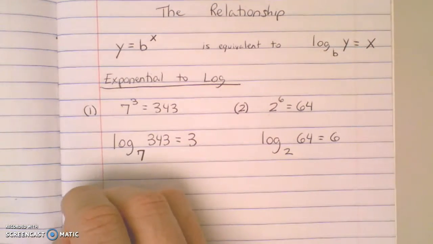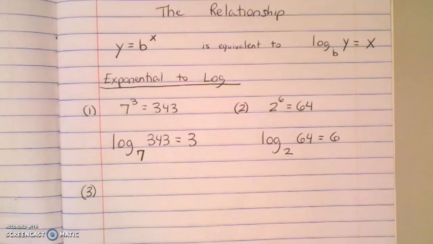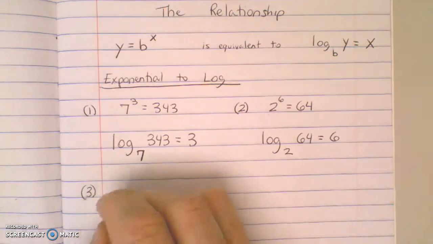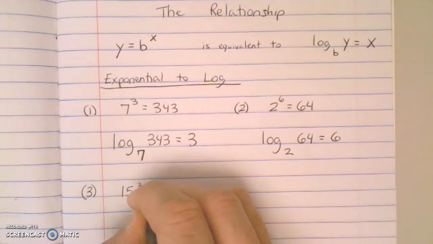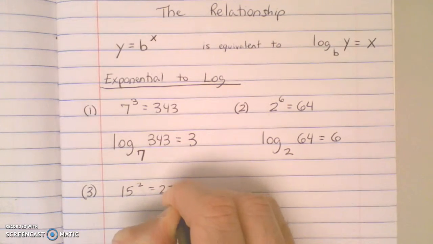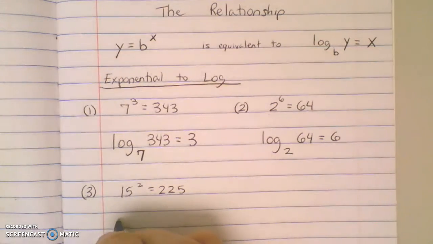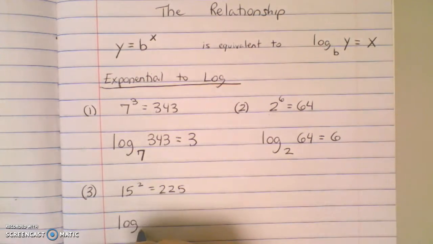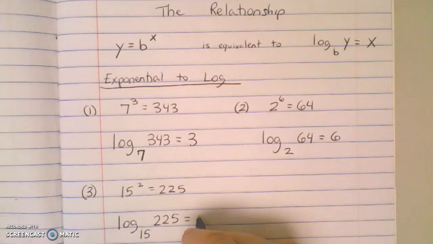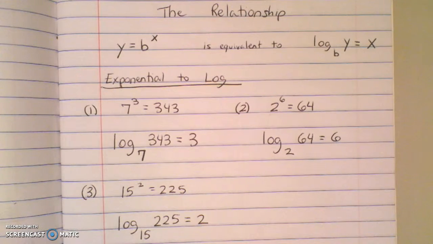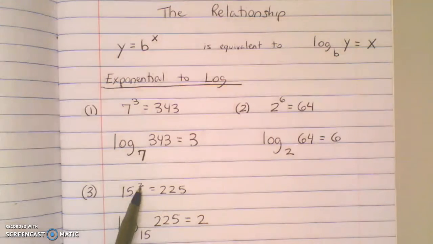Let's look at two more examples. Let's say I gave you 15 squared equals 225. So I start off with a log. Base 15 of what it equals is equal to the exponent of 2. So 15 is my base, 2 is my exponent, and the log base 15 of 225, that's the number that's going to be the larger number there.